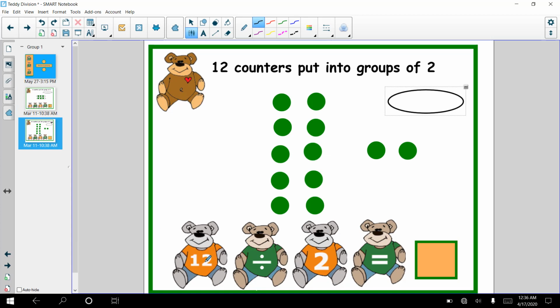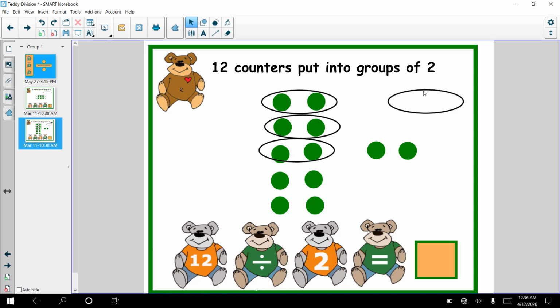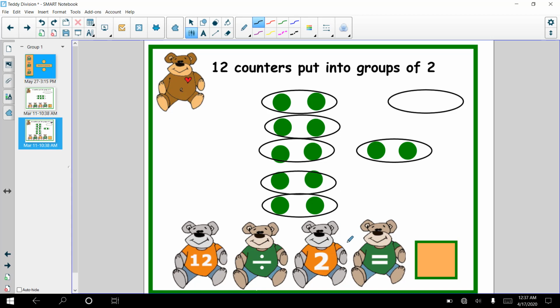Another example. Now I have 12 divided by 2 is equal to what? I have 12 counters and I want to divide them by 2. So, how many groups will I have? I will have 1, 2, 3, 4, 5, 6. So, I will have 6 groups. So, 12 divided by 2 is equal to 6.